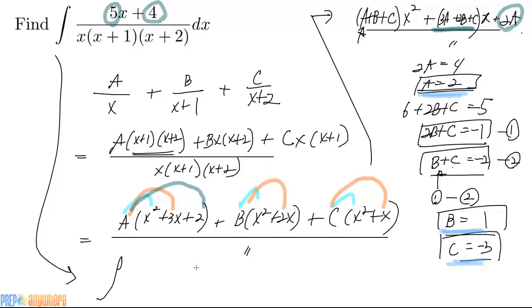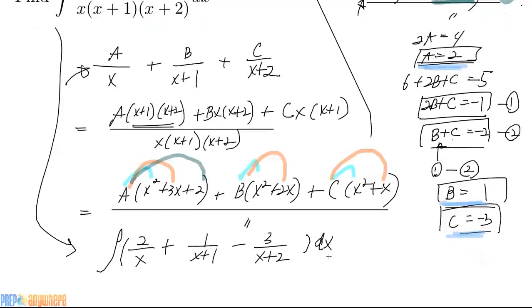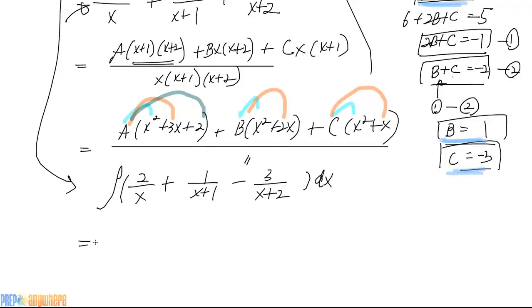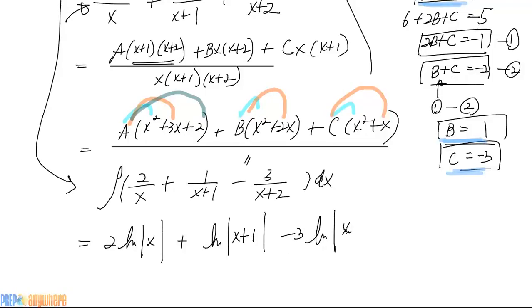This is the equivalent of A, which is 2, so 2 over x, plus B is 1 over x plus 1, plus C is -3, so we get -3 over x plus 2. This is easy to get the antiderivative of. This is 2 ln of absolute value of x, plus ln of absolute value of x plus 1, minus 3 ln of absolute value of x plus 2.